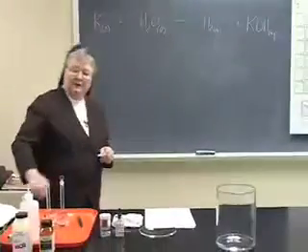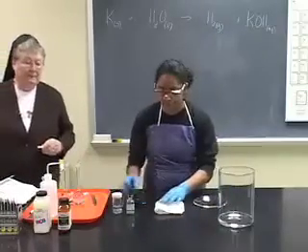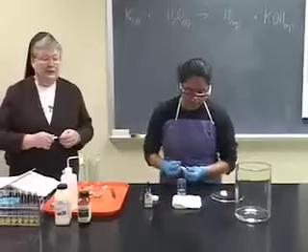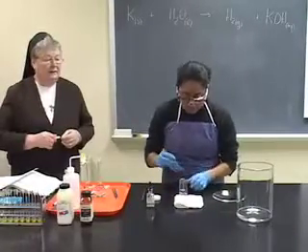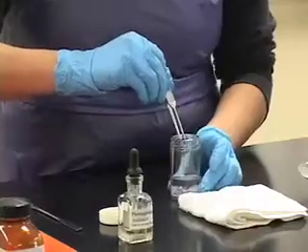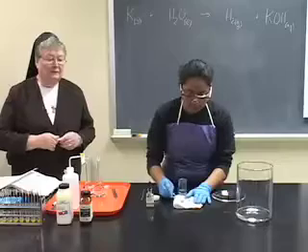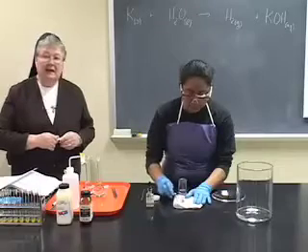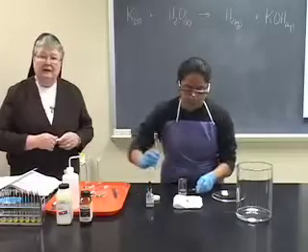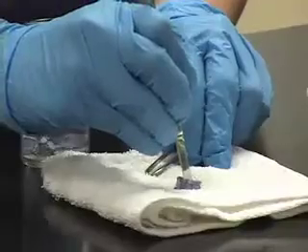First of all, we'll have her get a piece of potassium. The potassium is stored under oil. It cannot be exposed to the air. And when she takes out a piece of potassium, I'm going to have her cut it in half, and hopefully you'll see it's shiny. She's blotting a little of the oil off of it, and then she's going to cut it in half, and hopefully we'll be able to see the shiny part to help identify. That's one property of metals, that they are shiny.